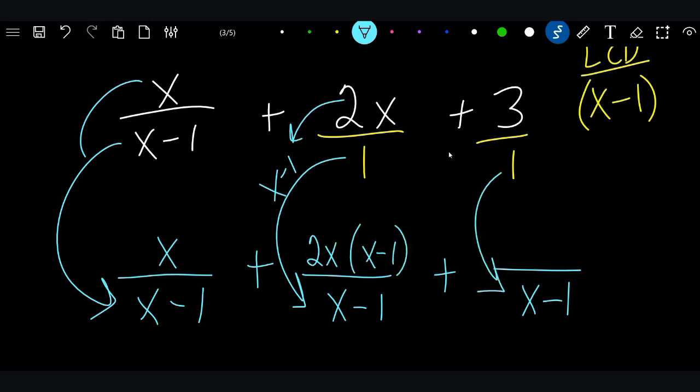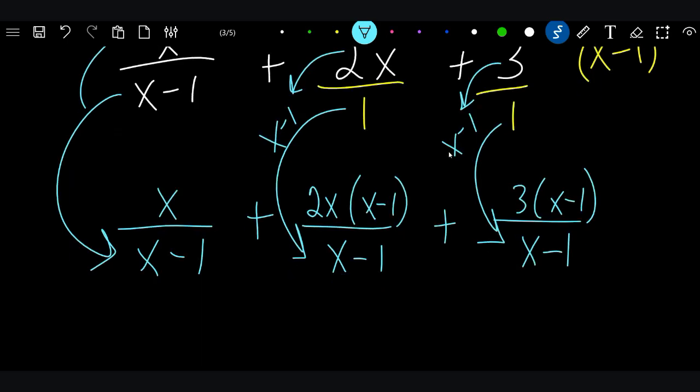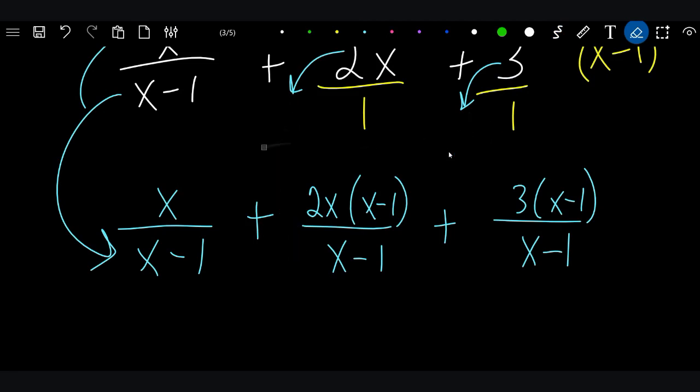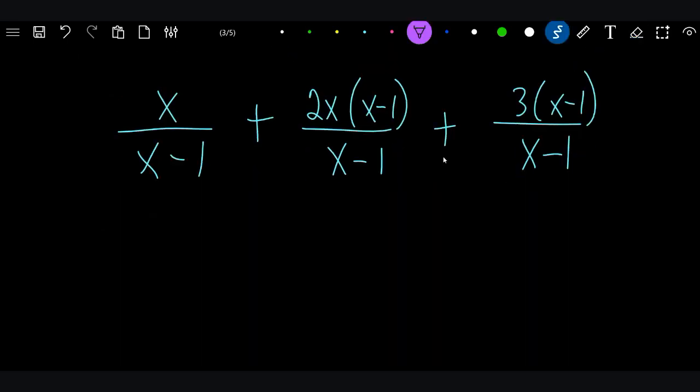What did we have to multiply here to get to our x minus 1? Well, x minus 1 again. Multiply the 3 times that, we're going to get 3 times x minus 1. So there's our new fractions. All of them now have the LCD of x minus 1. Now we need to combine them into one fraction with x minus 1 as the denominator.